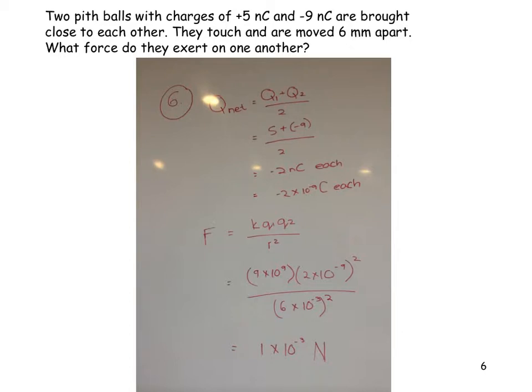We've got 2 pith balls. They've each got a charge. They touch and are moved apart. So the first thing we have to do is touch them, which means you add them together and divide by 2. And so they've both got negative 2 nanocoulombs on them. And then you substitute the 2 times 10 to the negative 9 for charge 1, 2 times 10 to the negative 9 for charge 2. So you can just square that. They've got a distance between them, 6 millimeters, 6 times 10 to the negative 3 meters. Don't forget to square that, and you put in your k value, and out pops your answer.